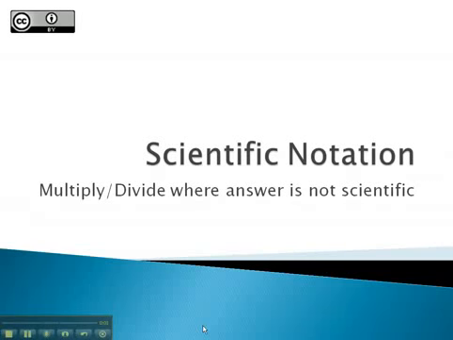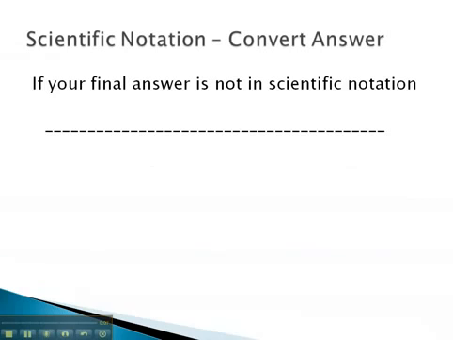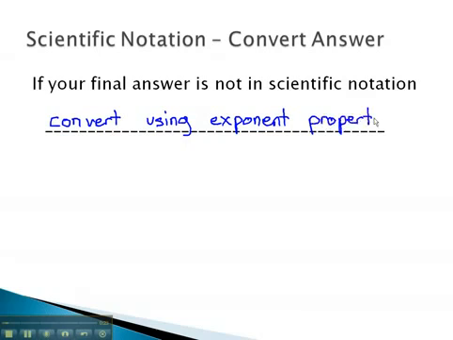In this video, we will look at multiplying and dividing in scientific notation, where our final answer is not in scientific notation. When our final answer is not in scientific notation, we will simply convert it using our exponent properties. Let's take a look at some examples where we see this conversion happen.